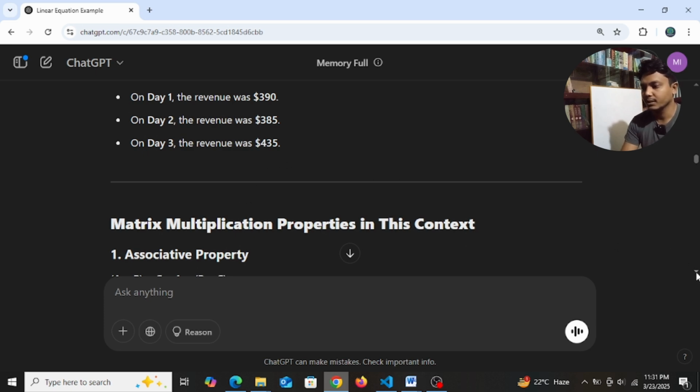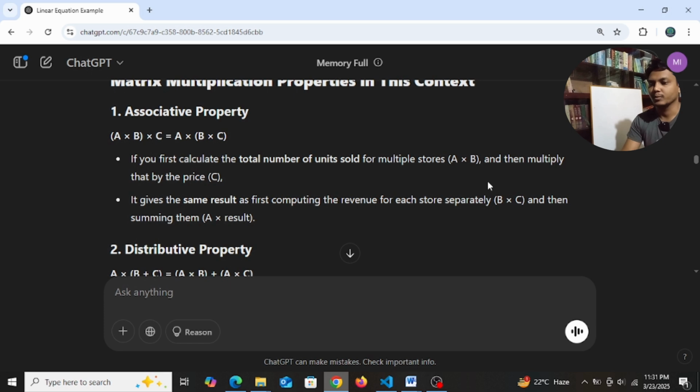So matrix multiplication properties in this context: associative property. You can say A into B inside the bracket and outside the bracket C. We know the associative property of multiplication, right? So that means, guys, if you consider 2 into 3 into 4, however you do the operation, you will get the same result. A into, inside the bracket, B into C. So both sides will give us the same result.